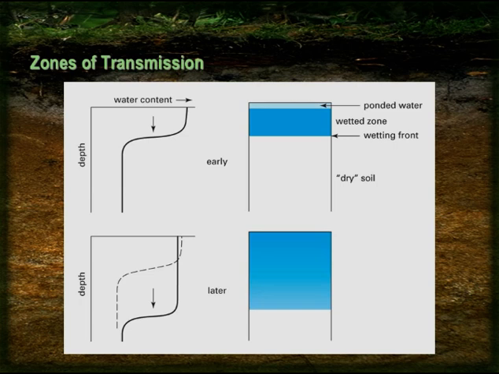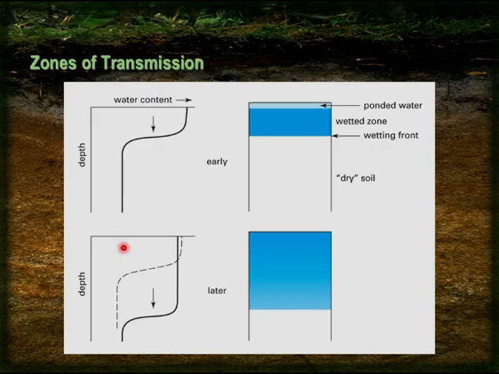Now, looking at this graph, what we have is water content and depth. So when we add water, let's say that we put on a nice application of water, we might initially start out with some ponding up here. And then we've got a zone down here that's wet. And then this right here, our region here between wet and dry, this is called our wetting front. Okay, the wetting front is basically the contact zone between wet soil and dry soil. Now, this is early on an irrigation event.